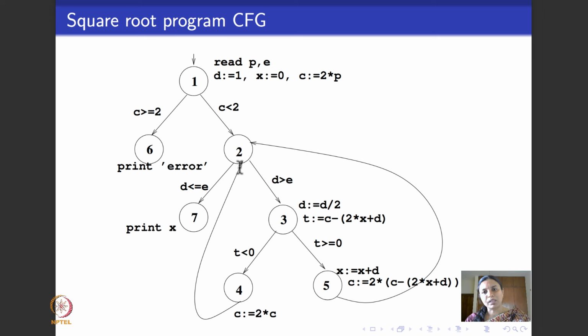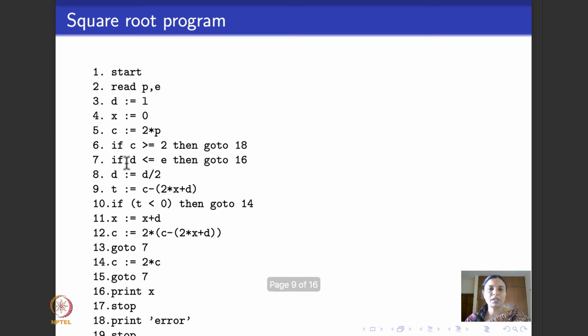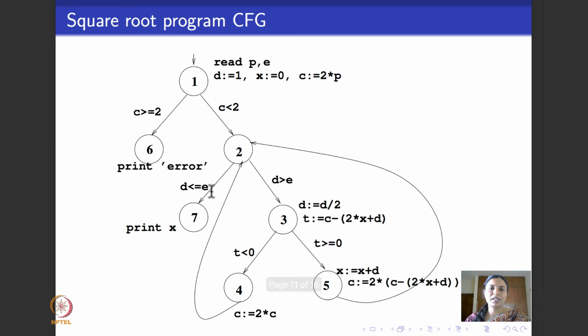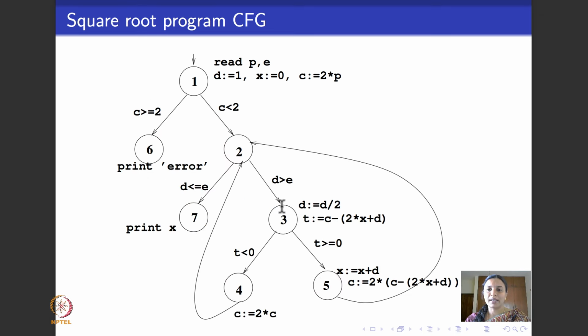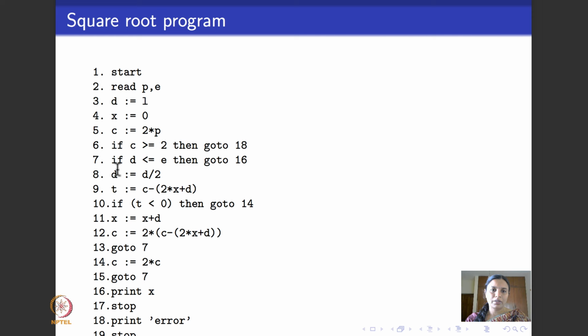Otherwise, you go to node 2 in the CFG, which is the next if statement, d is less than or equal to e. If d is less than or equal to e, then you print x. Go back to the code. If d is less than or equal to e, go to 16. 16 says print x, right?